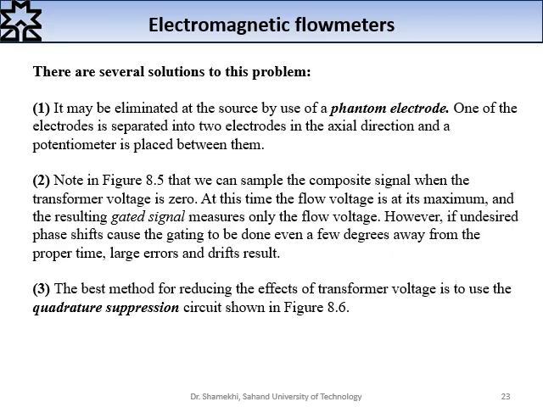Note in figure 8.5 that we can sample the composite signal when the transformer voltage is 0. At this time, the flow voltage is at its maximum, and the resulting gated signal measures only the flow voltage. However, if undesired phase shifts cause the gating to be done even a few degrees away from the proper time, large error and drift results. The best method for reducing the effects of transformer voltage is to use the quadrature suppression circuit shown in figure 8.6.